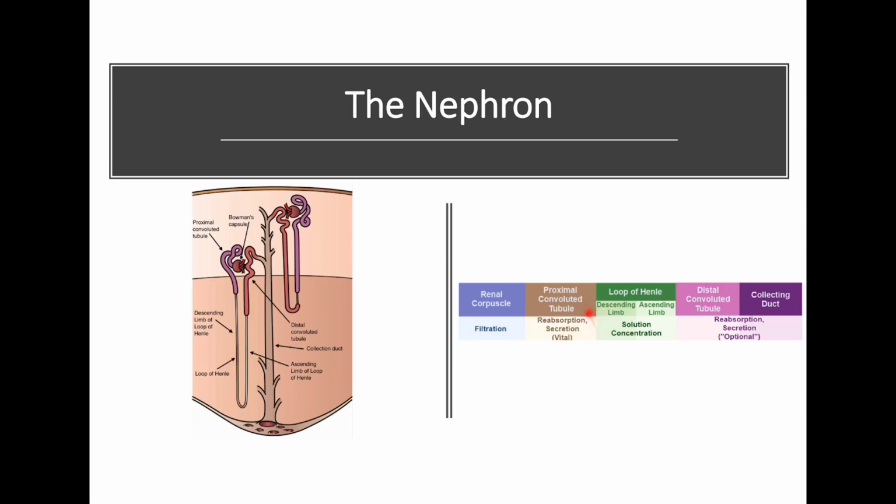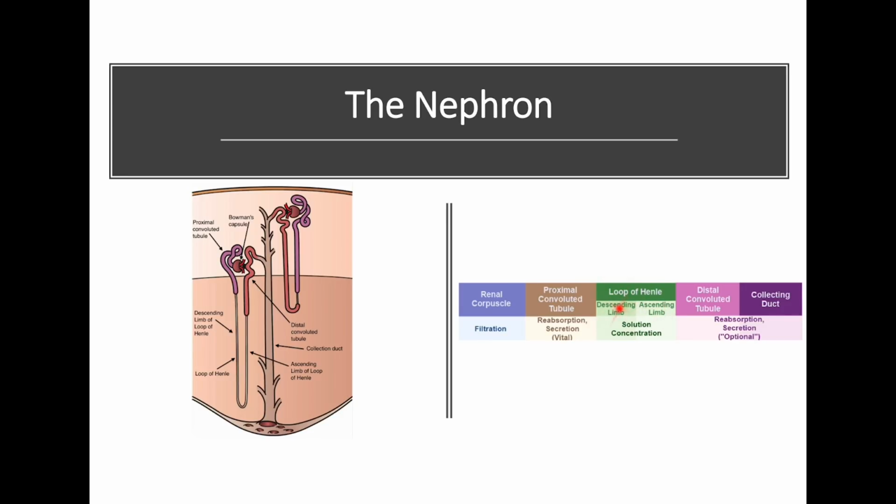Then the next segment is reabsorption/secretion. Now this is vital. These are things that your body needs, to ensure that they're holding on to, will then get reabsorbed in that region. This occurs in the proximal convoluted tubule, which we'll talk about in a second. Then we have the loop of Henle or the loop of nephron. They're actually given two names. What happens in this segment is solute concentration. We'll explain that. And there are two limbs to this loop, the descending and ascending.